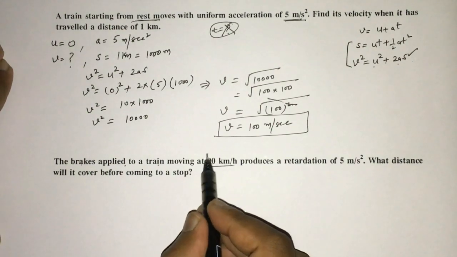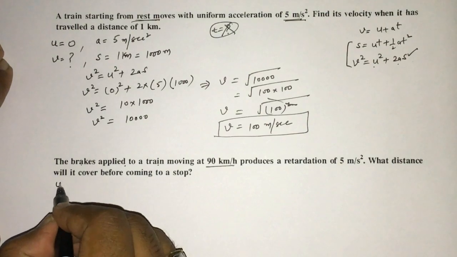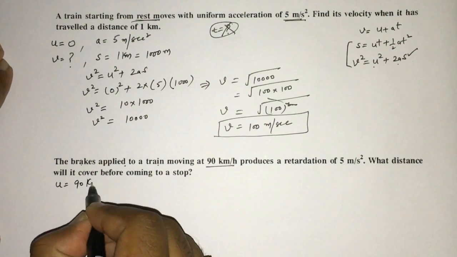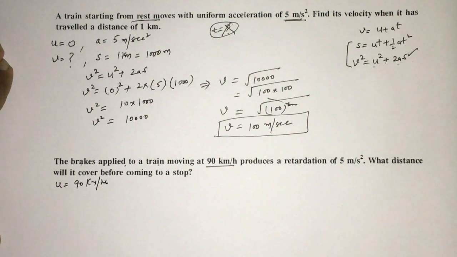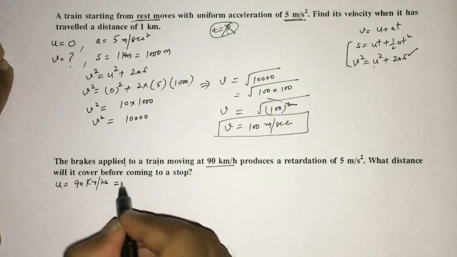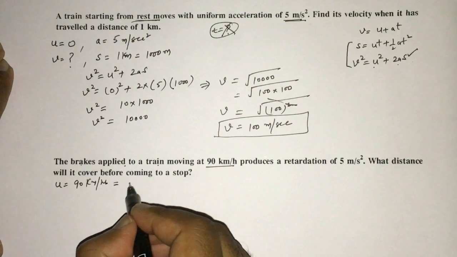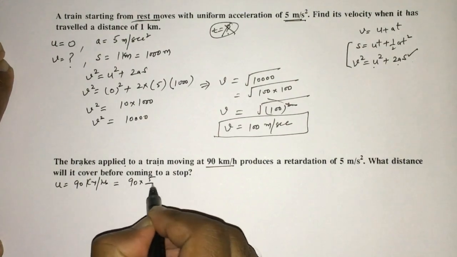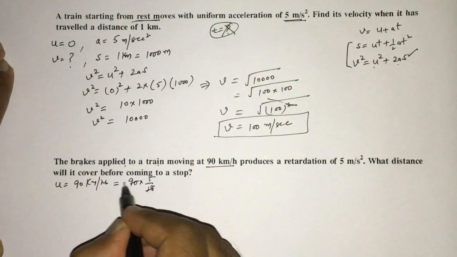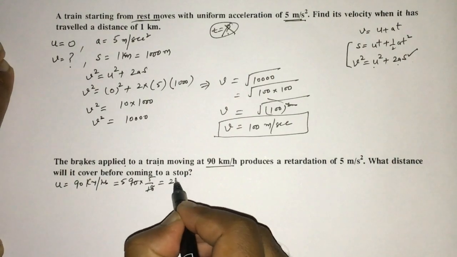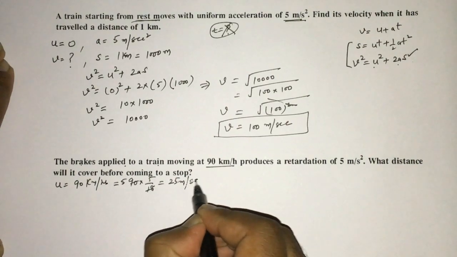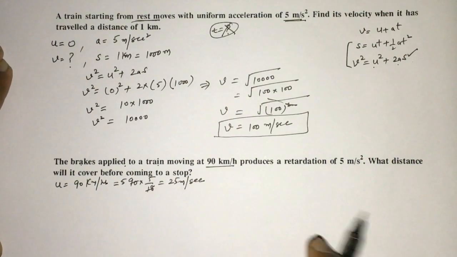Fine. It means the initial velocity of the train is 90 km per hour. We need to convert it into SI units, meter per second. So multiply it with 5 by 18. So 18 5s are 90. It becomes 25 meter per second. So the initial velocity is 25 meter per second.